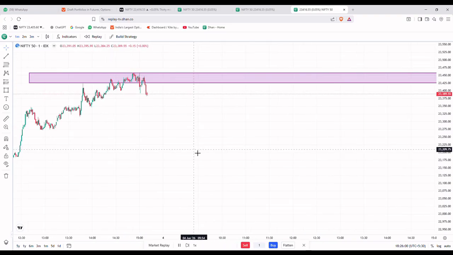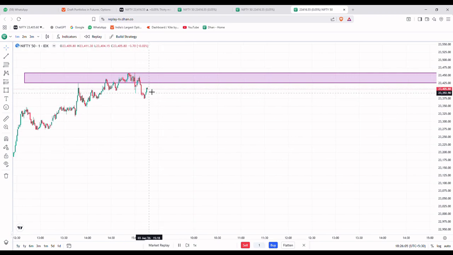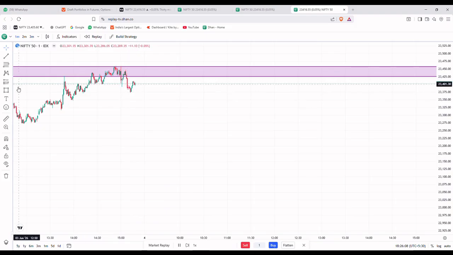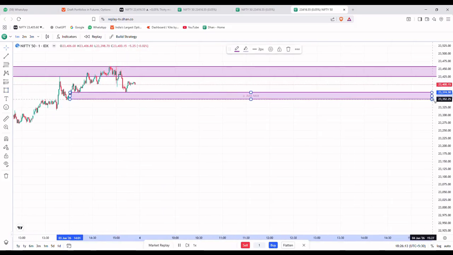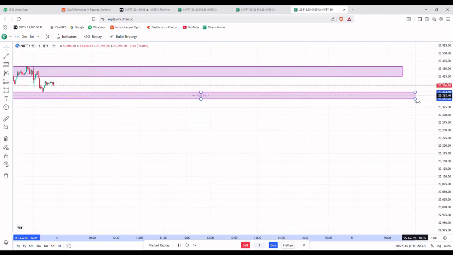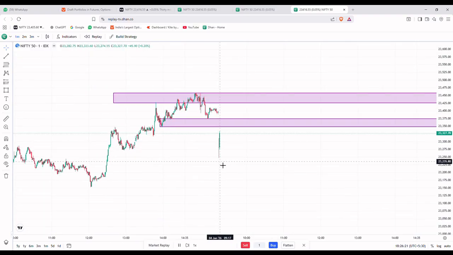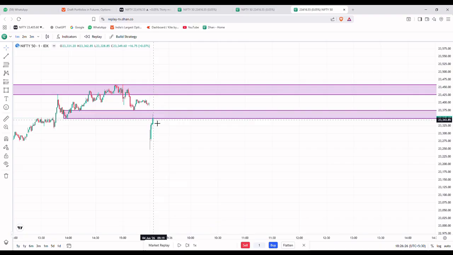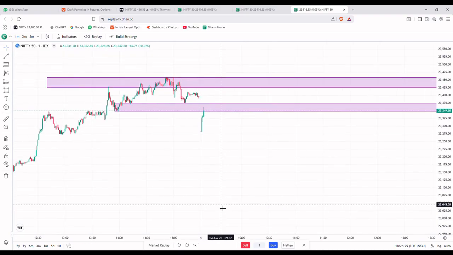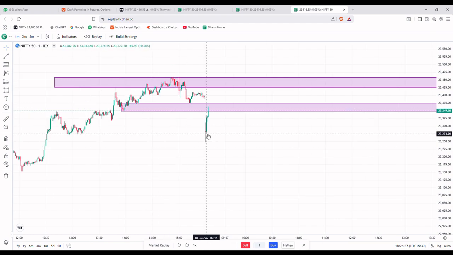Okay, it came down. It reversed from here, so I'll try to draw a zone here and pull it. Okay, this is the next day. Let me pause it. So this is the next day, guys. This is the 4th. You can see here the candlestick opened over here in 1 minute, and then the price started going up. So this is the reversal. I'll consider this as the reversal.